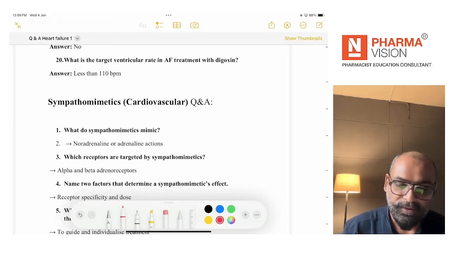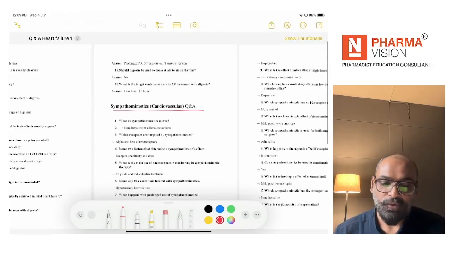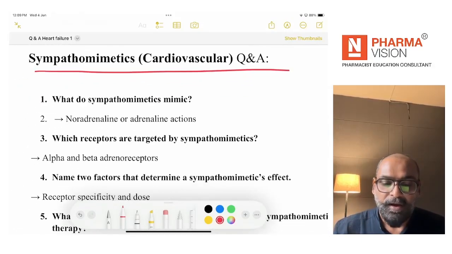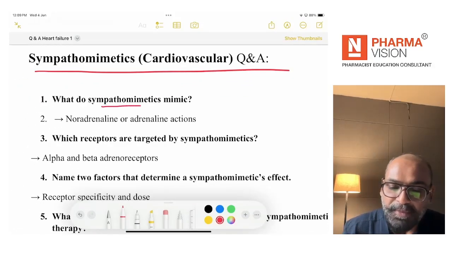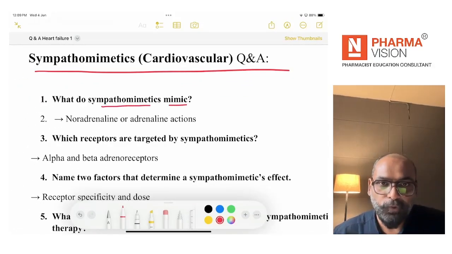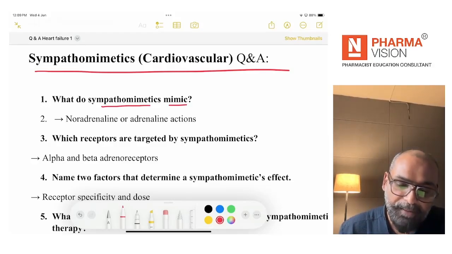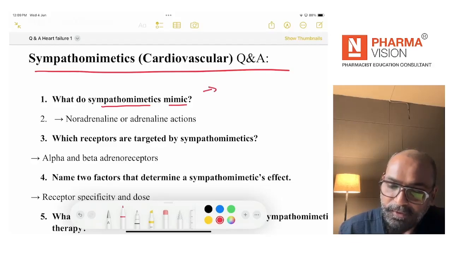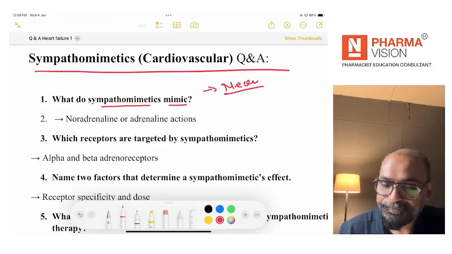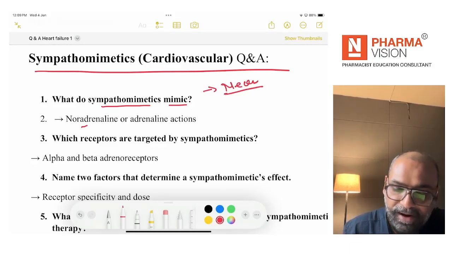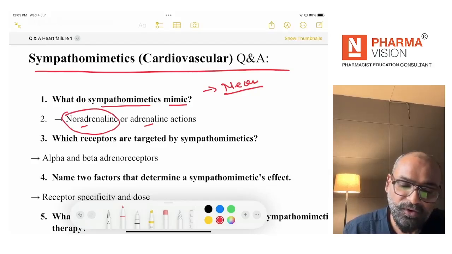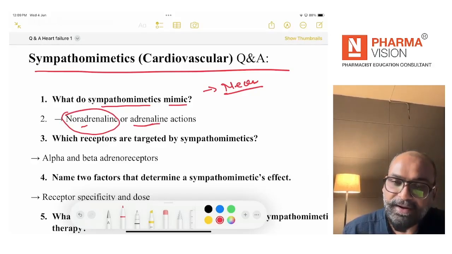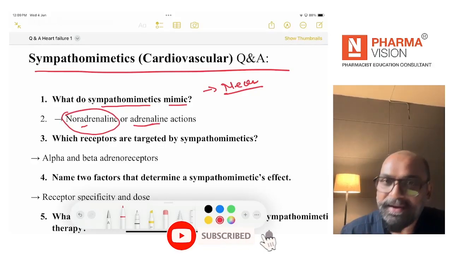Okay, so sympathomimetics, questions and answers. What do sympathomimetics mimic? Sympathomimetics are mimicking the normal neurotransmitters, noradrenaline and adrenaline. Noradrenaline is considered a normal neurotransmitter, and adrenaline is present in the adrenal gland.